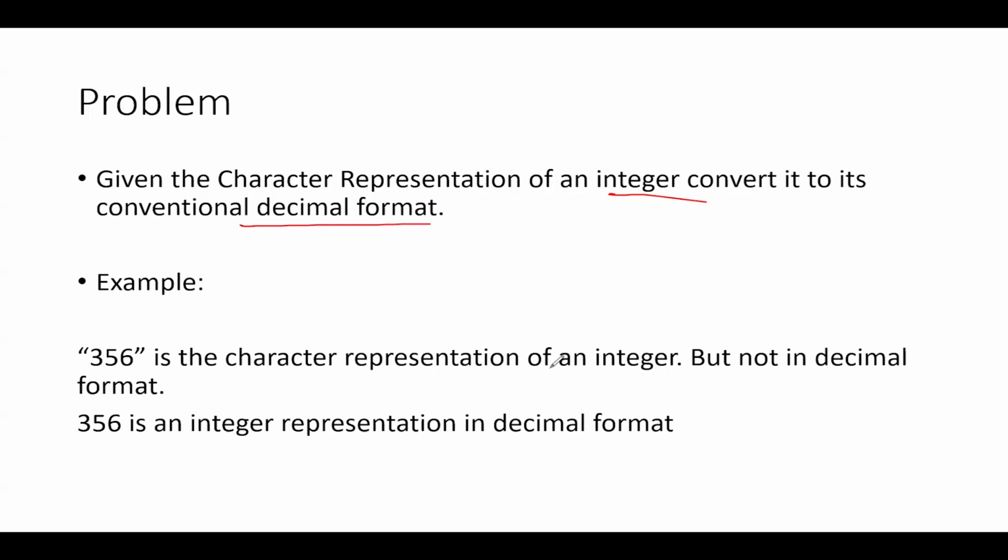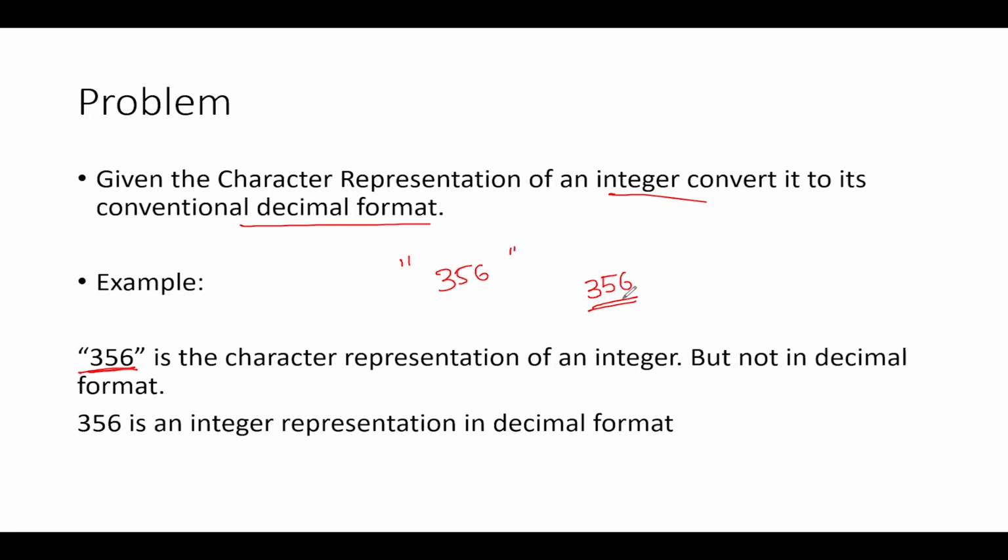So a character representation of an integer can be written like this. Here, if you see, it is written within the quotes. The moment you write it within the quotes, it is considered a character representation. But we want it to be in the integer representation, that is simply 356 without the quotes. That is as simple as that. We need to do that.